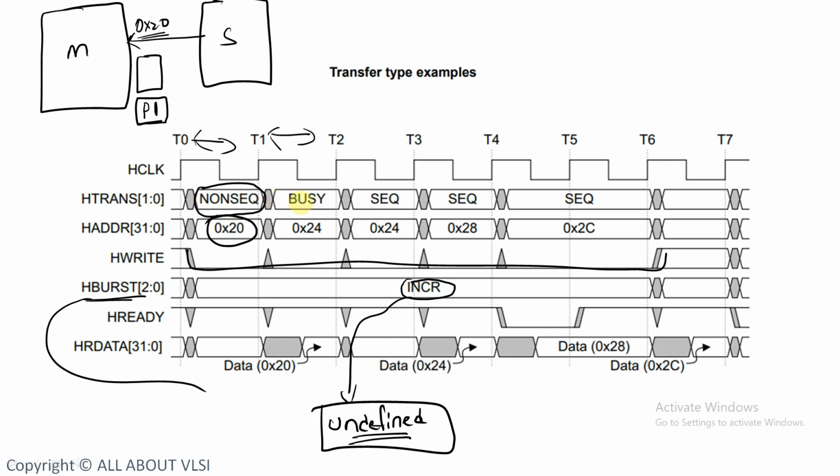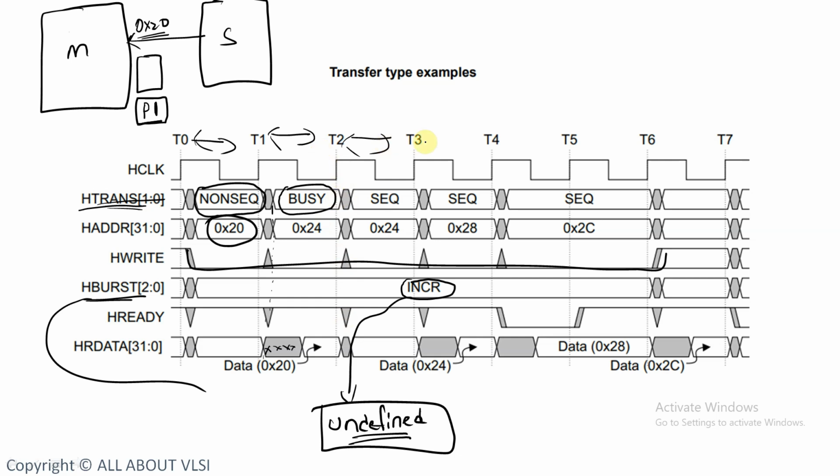Now coming to the next T1 to T2 cycle, we can see the master is asserting the busy signal. That means the master is busy with some other transaction, so it is giving HTRANS as busy, so that the slave will come to know the master is busy with some other transaction. Whenever the master is asserting busy, we are not getting any data here, because the master was busy.